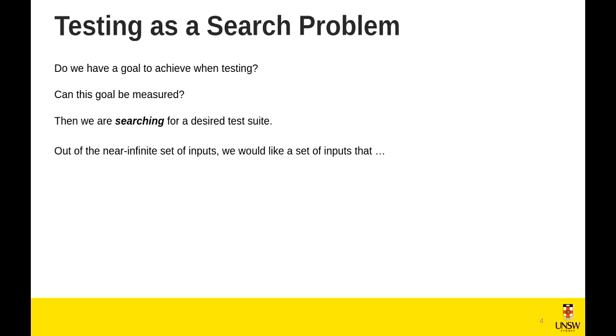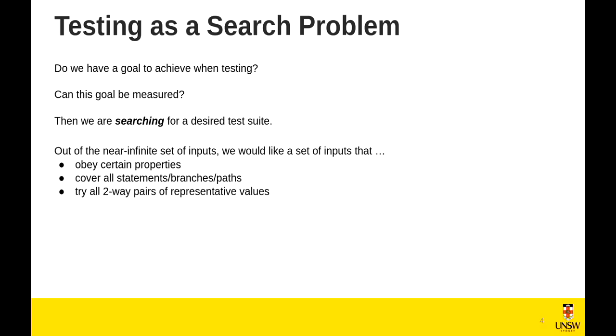We can describe it like this. Out of the infinite set of inputs, we would like to have a set of inputs that obey certain properties, that cover all the statements, branches, or paths. Or maybe for combinatorial testing, this test suite should be able to try all the two-way pairs of representative values. These are the measurable goals converted from the previous ones in the previous slide. So we can measure the goal and convert the development of a test suite into a search problem, so we can search for a desired test suite. This is how we can consider testing as a searching problem.